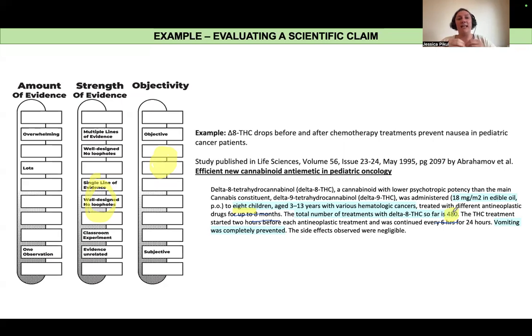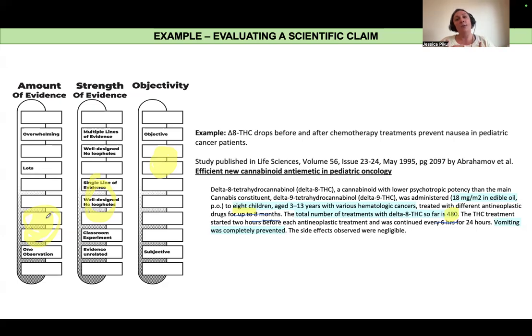This, to me, when I see that it was only 8 people that were studied, and that they drew the conclusion that it's completely prevented, that is a little bit of a red flag that the amount of evidence here isn't enough to make that statement. And so while it's more than one observation for sure, it's definitely not lots of evidence.